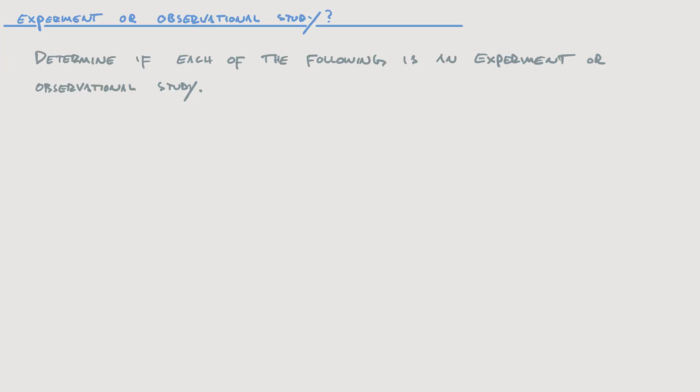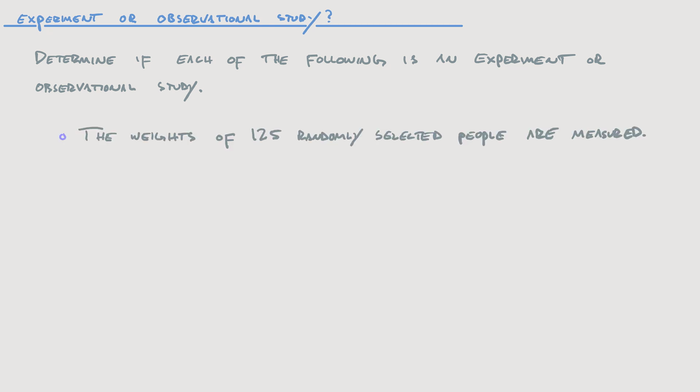So, let's see if we can spot the differences between an observational study and an experiment. What I want us to do is determine if each of the following is an experiment or an observational study. So the first one says the weights of 125 randomly selected people are measured. Well, there's no outside influence that's taking place in this thing. This is simply just an observation of 125 randomly selected people's weights. So this is an observational study.